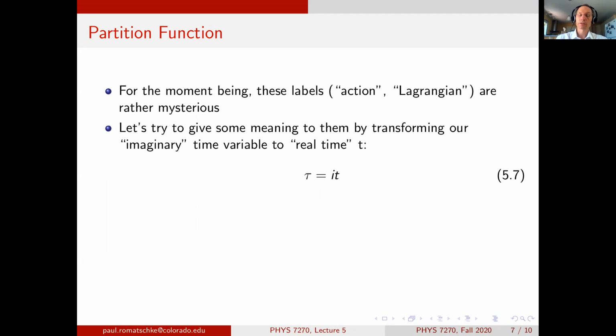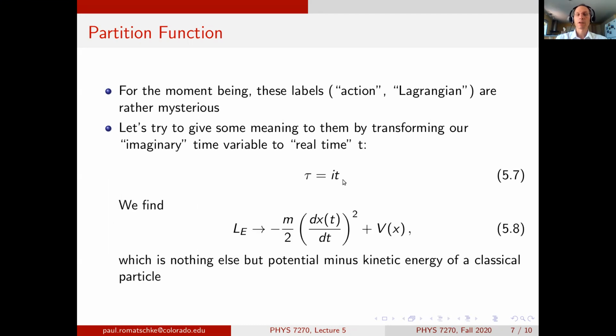However, I will try to give some meaning to them by transforming our imaginary time variable to real time by simply setting that imaginary time tau is i times real time t. If we just do this variable replacement, we find that what I call the Euclidean Lagrangian here turns out to be minus m over 2 x dot squared plus the potential term. So basically, my Euclidean Lagrangian turns out to be nothing else but minus the kinetic energy of a classical particle plus the potential energy.